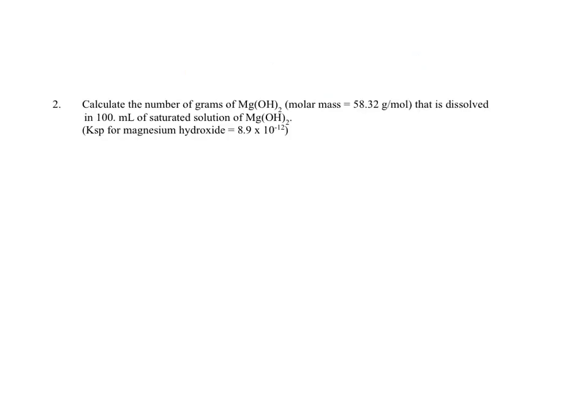All right, let's take a look at another example here. We've got magnesium hydroxide. They give us the molar mass here. That's going to be helpful in just a second. We want to calculate the number of grams of magnesium hydroxide that are dissolved in 100 milliliters of solution, and they give us the KSP for magnesium hydroxide. So anytime they give us the KSP for anything, that should be a hint to you that you need to set up your ice table and solve for x.